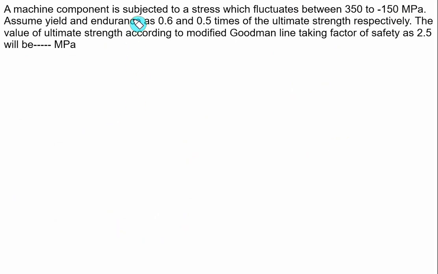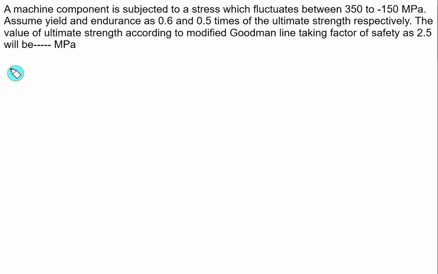A machine component is subjected to a stress which fluctuates between 350 to minus 150. Sigma max is equal to 350 and sigma minimum is equal to minus 150. Assume yield and the endurance as 0.6 and 0.5 times the ultimate strength respectively. The value of the ultimate strength you have to find out according to the Goodman line, taking the factor of safety as equal to 2.5.